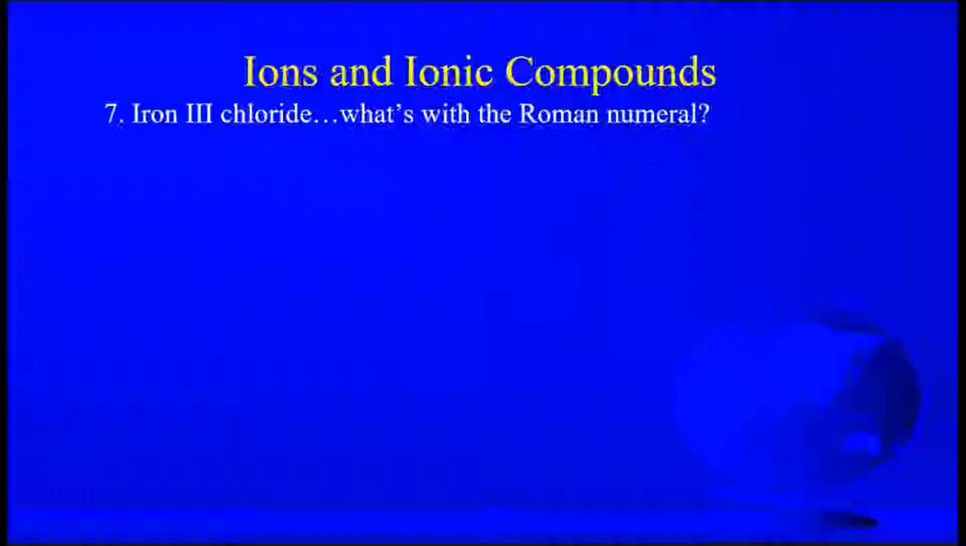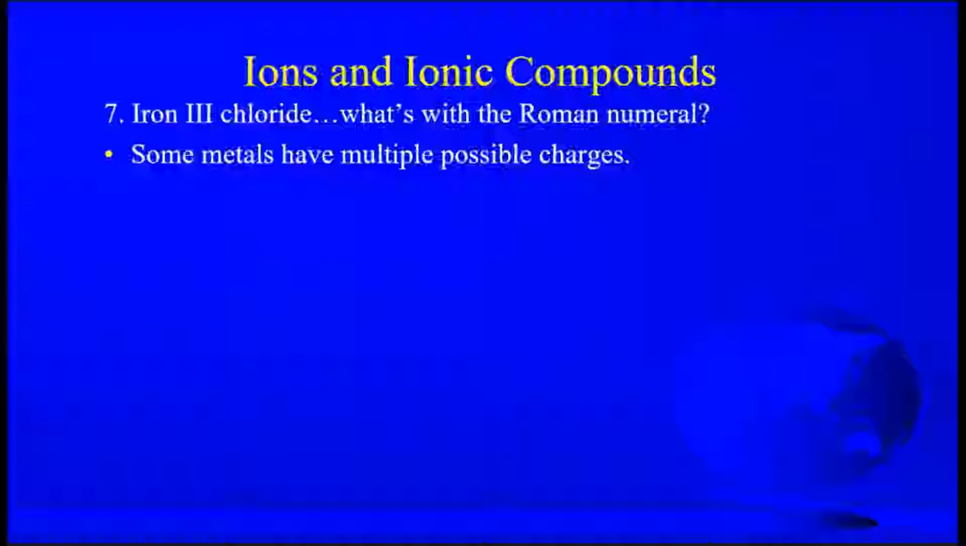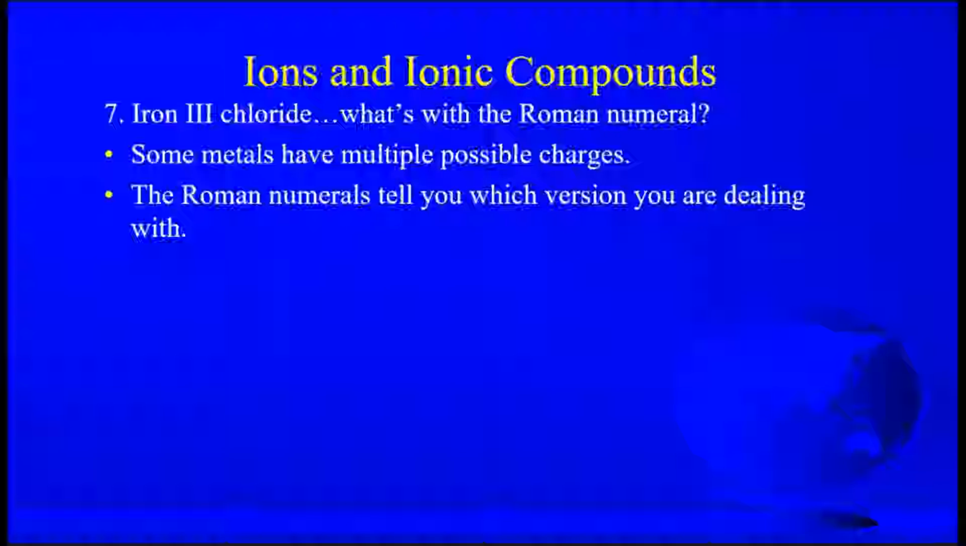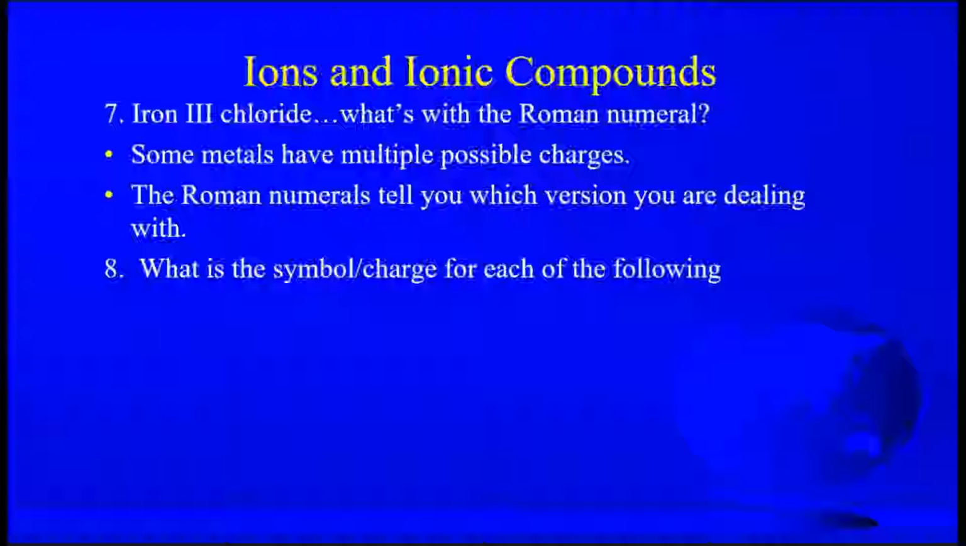Iron 3 chloride. Iron, well, iron you know is Fe, and chloride you know is Cl. What's with the Roman numeral? Okay, so look on your periodic tables and you will see that some of the metals have multiple charges. For example, iron can be either +2 or +3. Guess what the Roman numeral is telling you? The charge. The Roman numeral will tell you the version that you are dealing with.